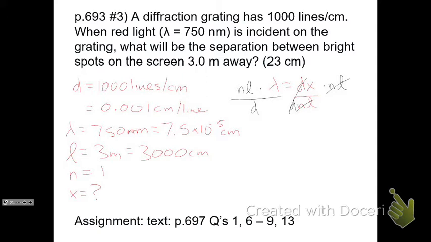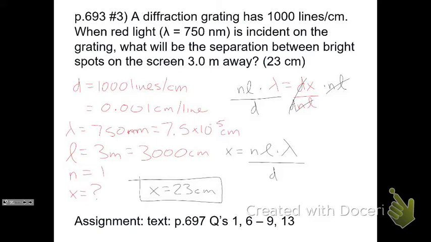Now we have x is equal to nλ times wavelength over d. And if you punch in all of your values there, you will get an x equal to 23 centimeters. Why is n 1 again? Because the separation between bright spots... it's 1,000 lines per centimeter.